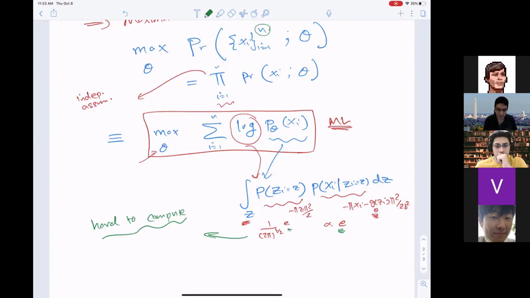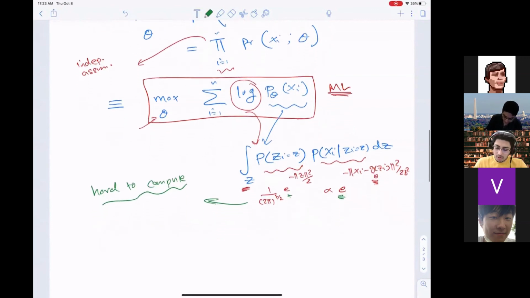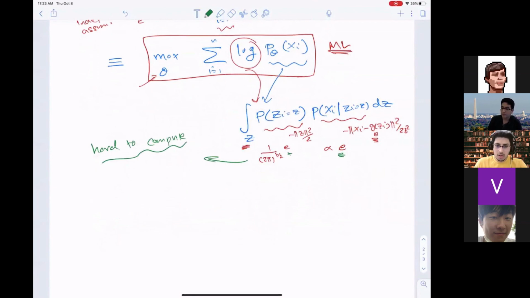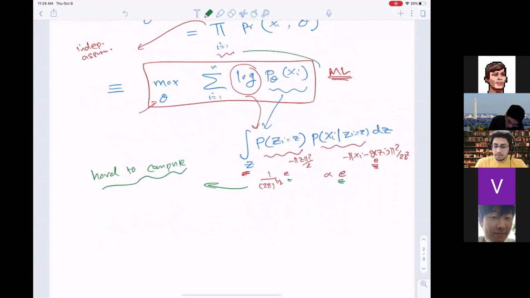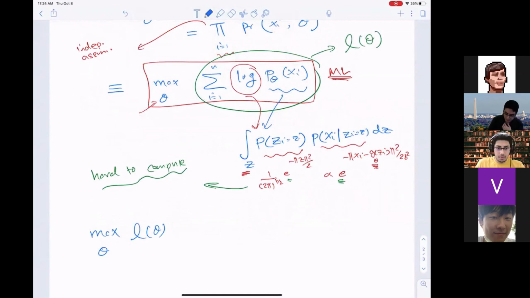Even for the evaluation of this objective, I have some issues. Now, for computing the gradients and such, I'll have more issues in practice. All right, so what is the idea of variational autoencoders, or VAEs? If I call this whole objective my log likelihood objective, L of theta, I want to maximize L of theta, but I can't do it. It's even hard to evaluate my objective.